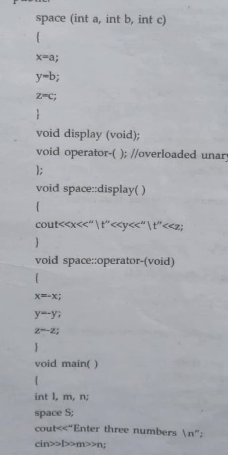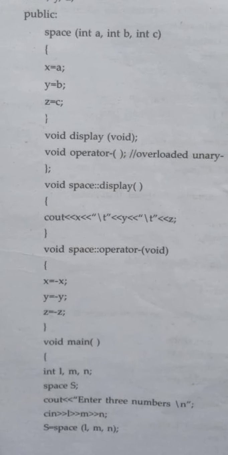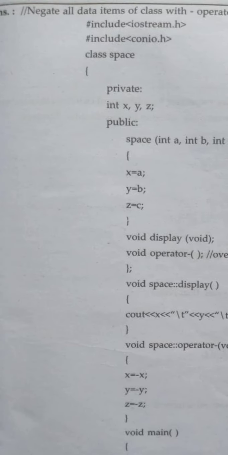Now coming towards the main function of the program, we are declaring three integer variables l, m, n, and taking them as input and putting them in Space, l, m, n. That is, we are taking an object s of Space and assigning the values l, m, and n to s, so that it will accept three integers l, m, n, and s.display will display their output. So whatever integers we are accepting, they will get displayed on the output.